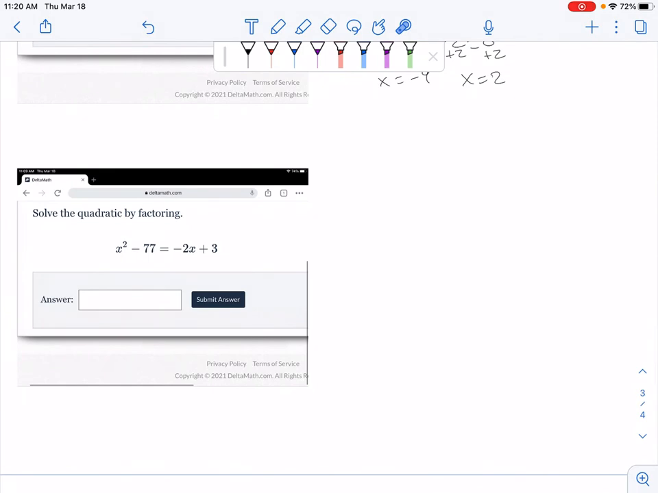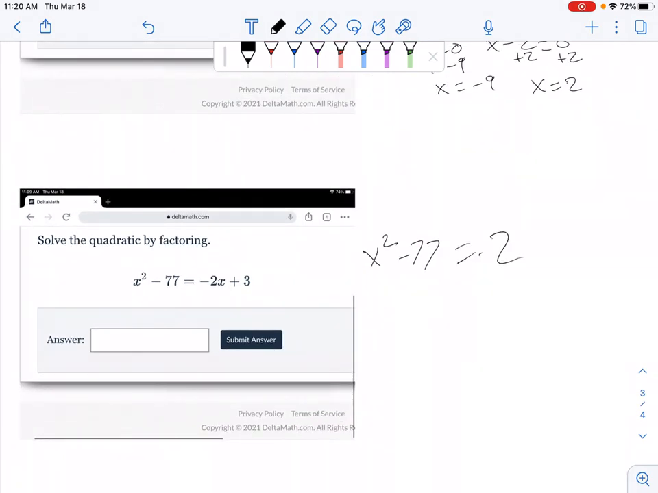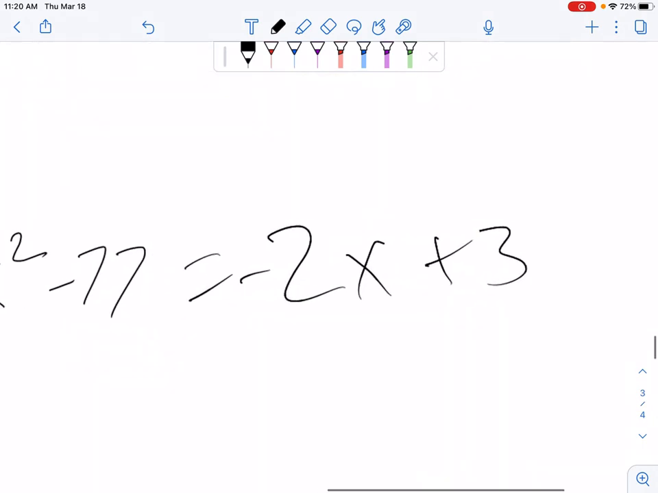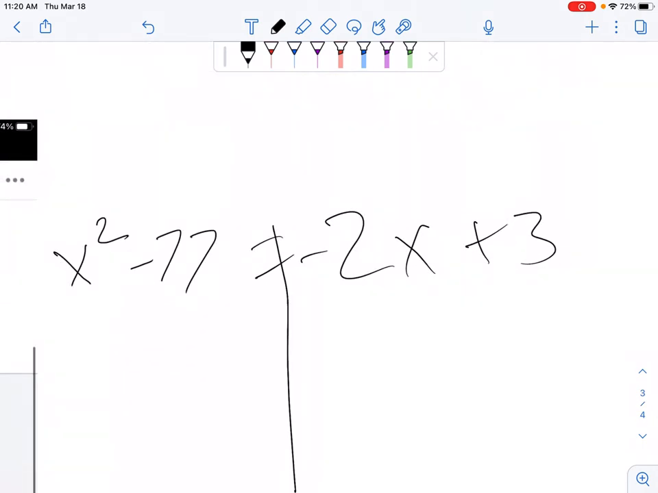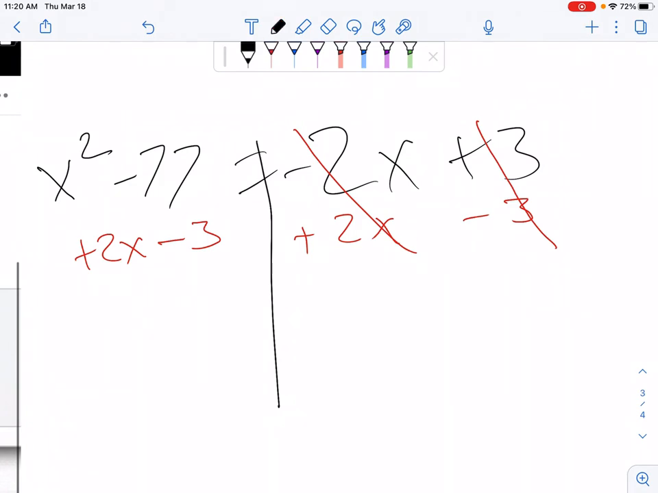All right, in my last example here, I'm going to rewrite off to the side x squared minus 77 equals negative 2x plus 3. So this one, I need it to say equals 0. In order to do that, I'm going to have to move this 2x by adding it to both sides. I'm going to have to move this 3 by subtracting it from both sides. That gets those to cancel out so that this is now a 0. And x squared doesn't combine with anybody. 2x doesn't combine with anybody. And then negative 3 combines with that negative 77 to give us negative 80.